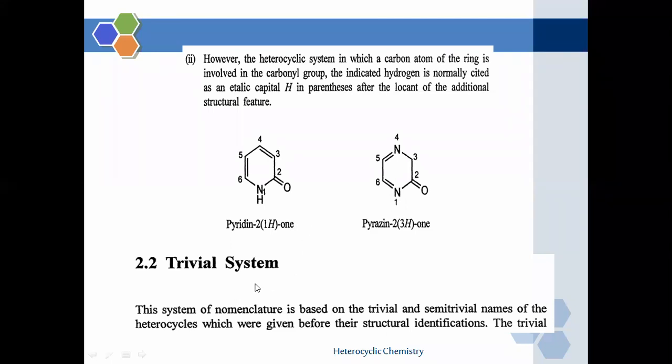Now next is the trivalent. This we have already discussed. So today we have covered the rules. We will just revise.